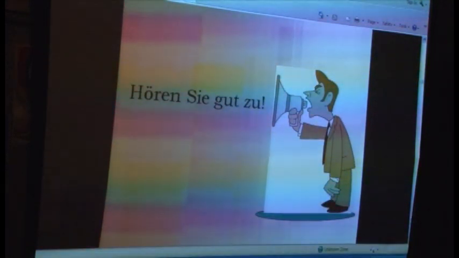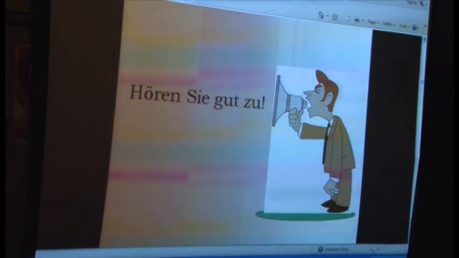Und was sagt der Mann? Hören Sie gut zu. Hören Sie gut zu. Well, here we do have the subject, Sie. We're being formal, and when we're formal, we do actually use the subject. Hören Sie gut zu. So, informal, hör gut zu. Hör gut zu. Or hört gut zu. But formal, hören Sie gut zu.